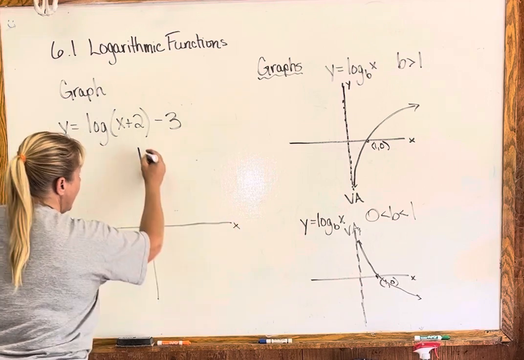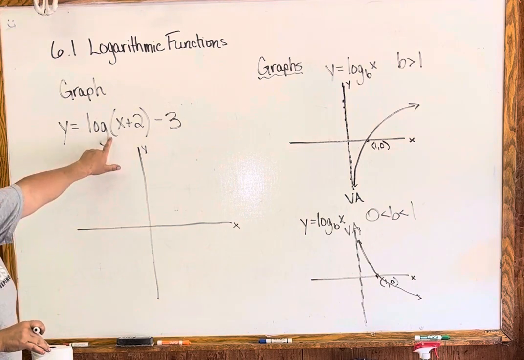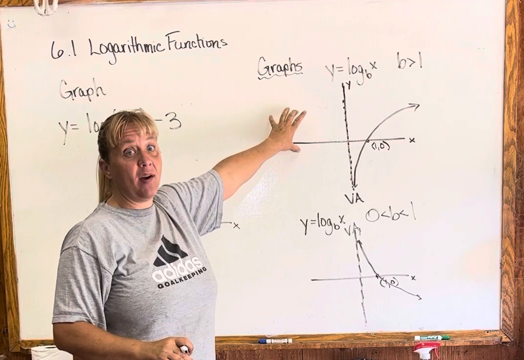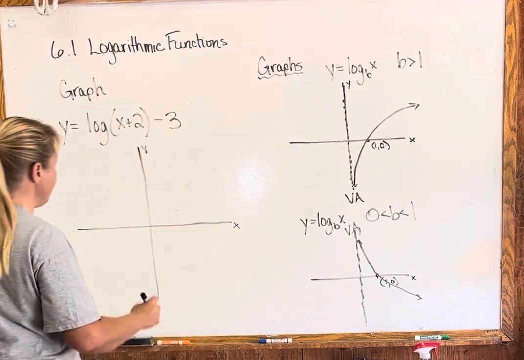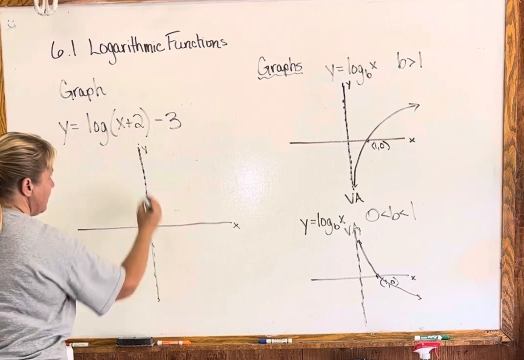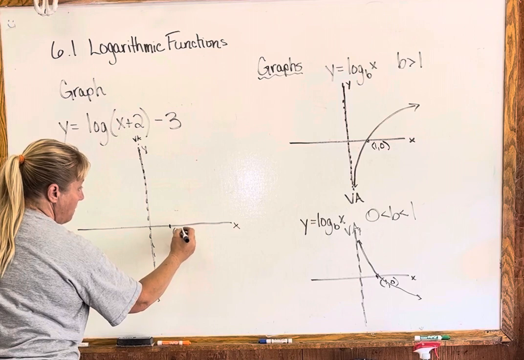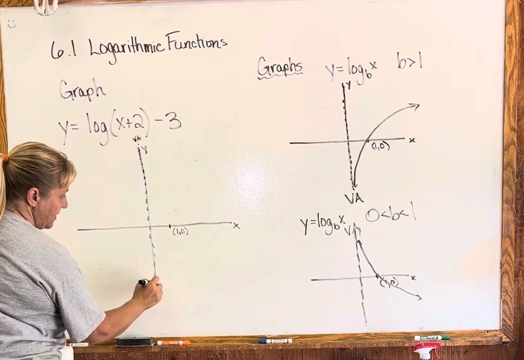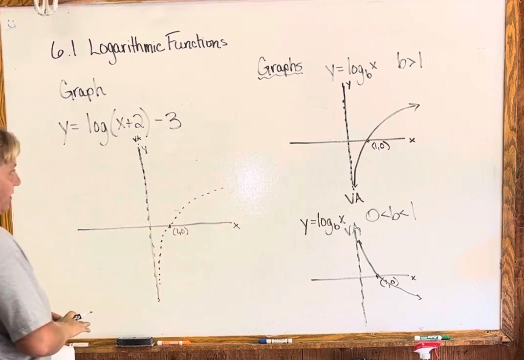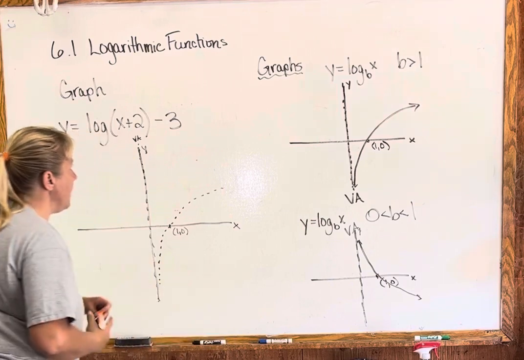Now, did I leave off the base, or is there a special base there? So remember, when it's not there, that base 10 is implied. So we're looking at a base bigger than 1. So we're looking at this situation. So we'll start with our vertical asymptote. We'll start with our point (1, 0). But remember that this is just our first sketch, so we're just going to dash it in like that. So it's increasing, looks something like that.